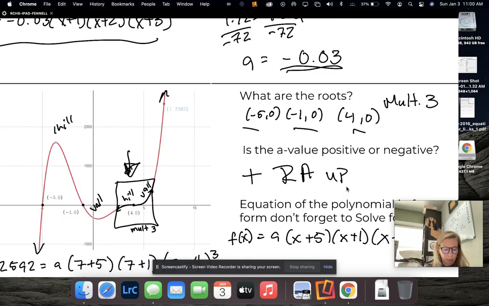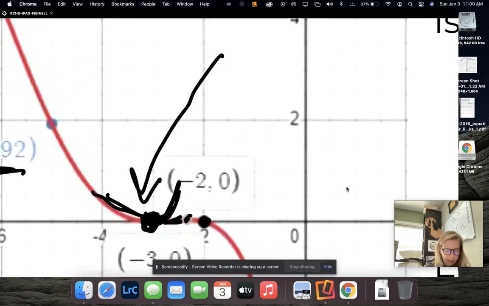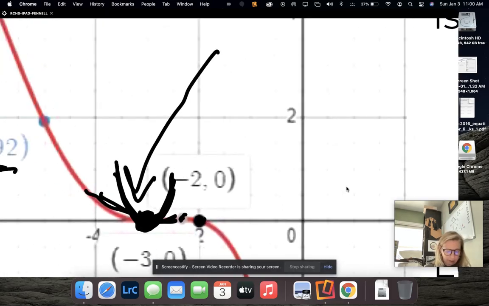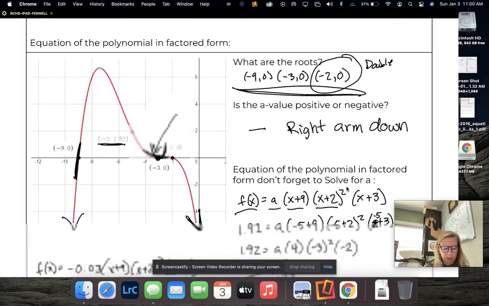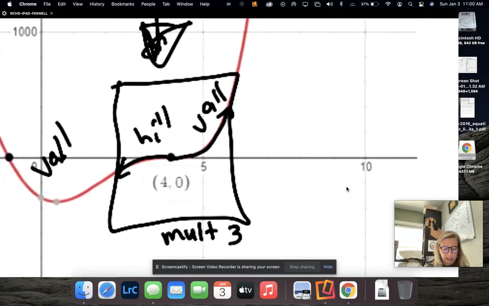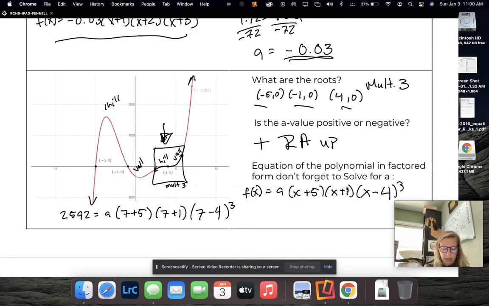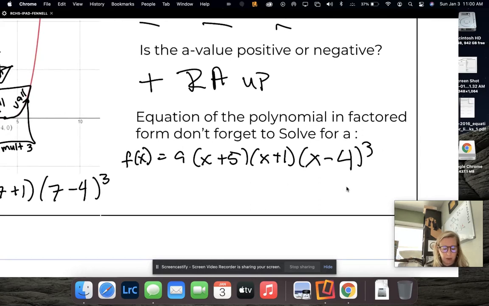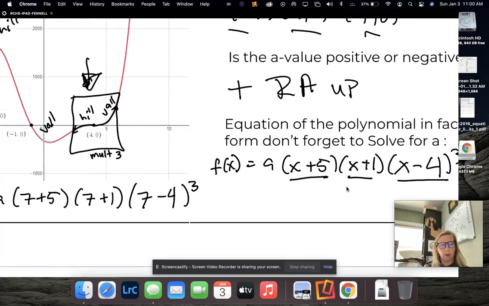Again, it's going to be 3 because it looks like a little cubic function, unlike our multiplicity of 2, which looks like a little mini quadratic. So it looks like a bounce point. Multiplicity 3 is going to look like a little mini cubic function. Okay, so right arm is facing up, so this must be a positive a value. So when I plug in my factored form, I know (x + 5) is going to occur once, (x + 1) is going to occur once, and (x - 4) counts 3 times, giving me my degree 5, and also accounting for that multiplicity over there.